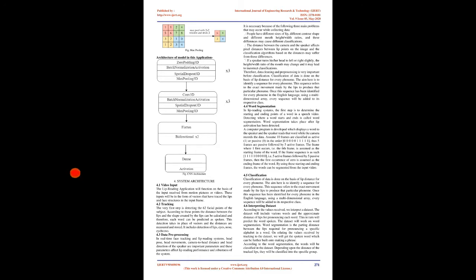Fig. CNN architecture. For system architecture, 4.1 Video input. The lip reading application will function on the basis of the input received from motion pictures or videos. These inputs will be in the form of vectors that have traced the lips and face structures in the input frame. 4.2 Tracking. The very first step is detecting the 62 facial points of the subject.